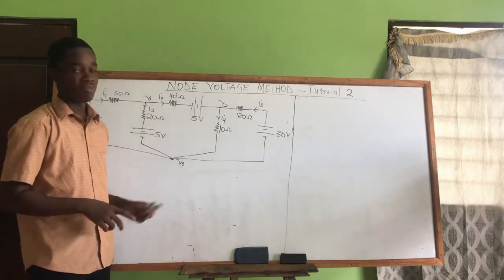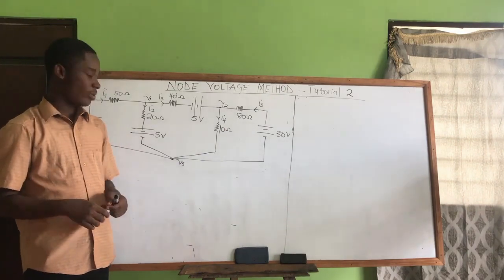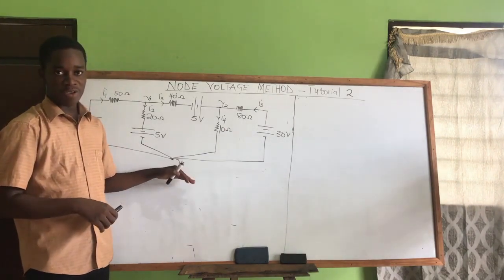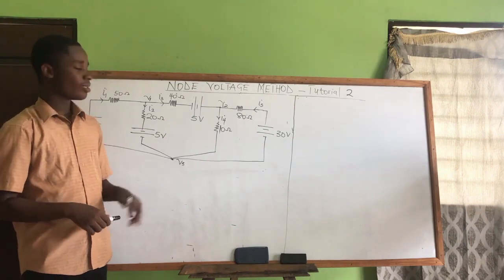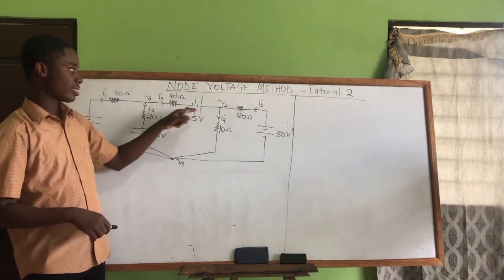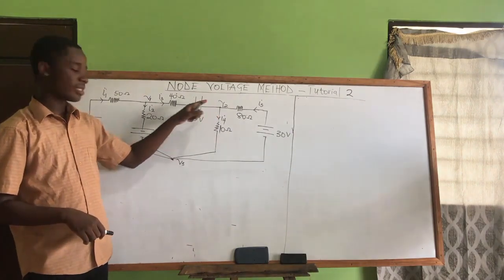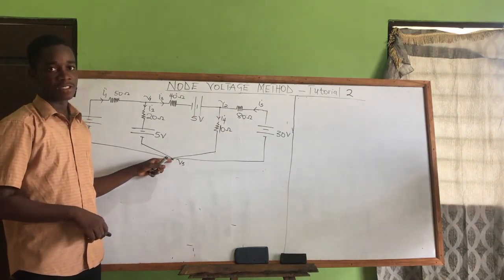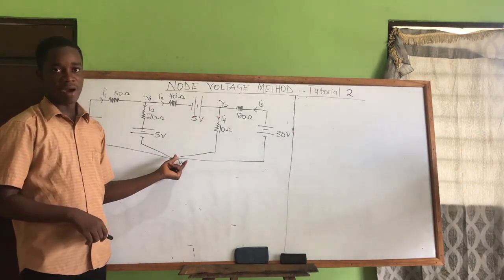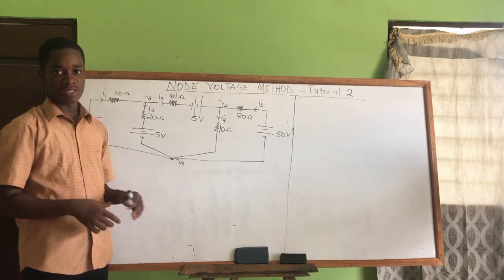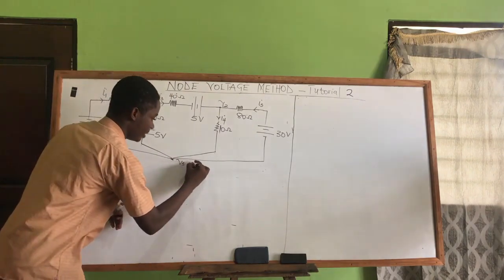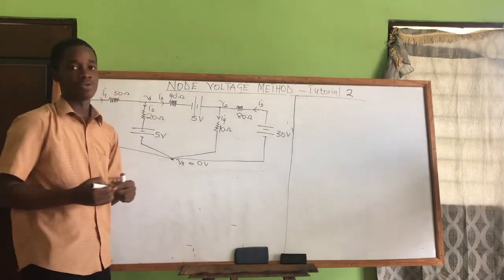After assigning voltages to the nodes, we have to set one of the nodes to be the reference. Preferably we use the bottom node, or you can use the node with the maximum number of branches. This node has 3 branches, this node has 3 branches, this node has 4 branches. So this qualifies to be our reference. And since it is the reference node, the voltage is 0. So we know that V3 is 0 volts.